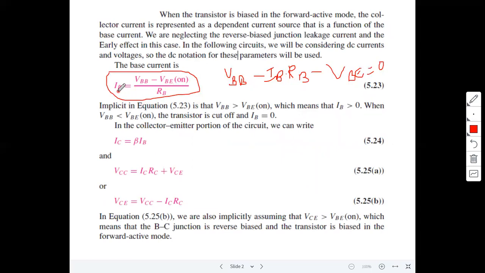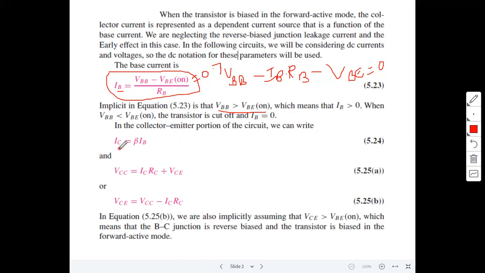From that you can easily calculate input current IB, that is equal to VBB minus VBE, the base to emitter voltage of a diode on. This is a typical value, some 0.6 to 0.7. You may consider 0.7 volt. So IB is VBB minus 0.7 by RB. Or simply, sometimes if VBB is very much greater, we may neglect VBE on, then IB mainly depends upon VBB by RB, right?